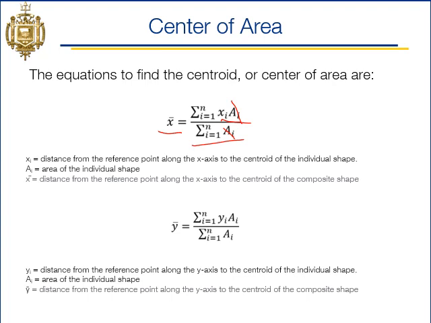Go ahead and erase those. All right, so the process for finding the y centroid is the same, except we're going to be measuring distances along the y-axis, or from the x-axis. So same formula: sum of yi times Ai divided by the sum of Ai, or the total area.